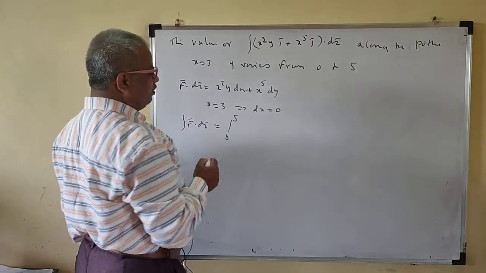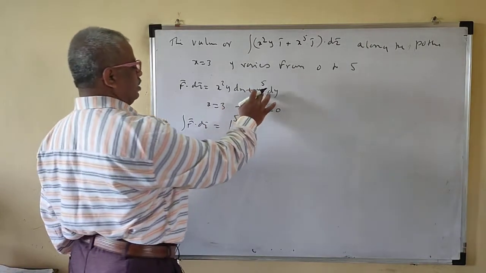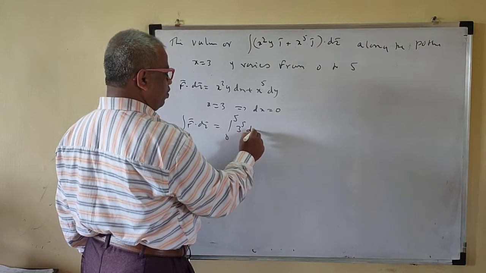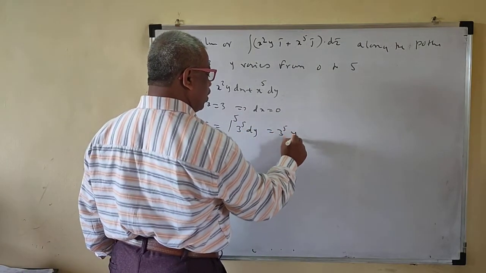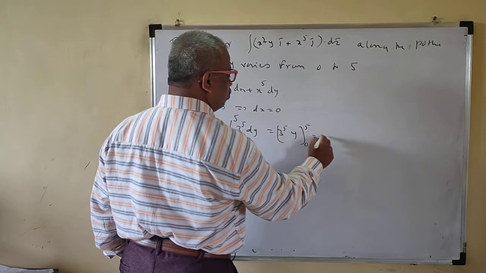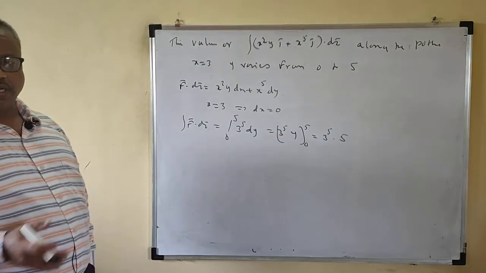Okay. Now x is 3, and your dy will be as it is. So this is 3 to the power 5 dy only. That means 3 to the power 5 y from 0 to 5. So this is 3 to the power 5 into 5. Just we have to calculate the value of 3 to the power 5.